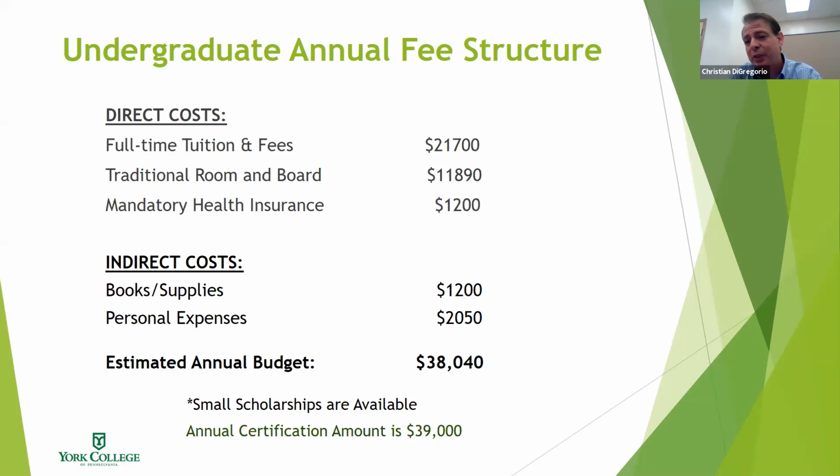There are some small scholarships available that could be anywhere from $2,000 to $5,000 per year. All right. So let's say if you get the $5,000, it's almost 1 year free. It's pretty close. You get the price of 4 years for only paying for 3 years. That's not too bad. The annual certification amount, we would use the documentation, which is called an I20, should be about $39,000.